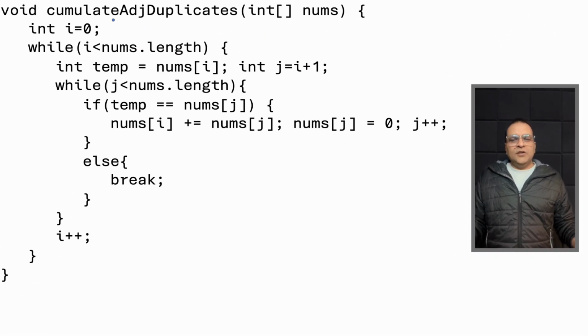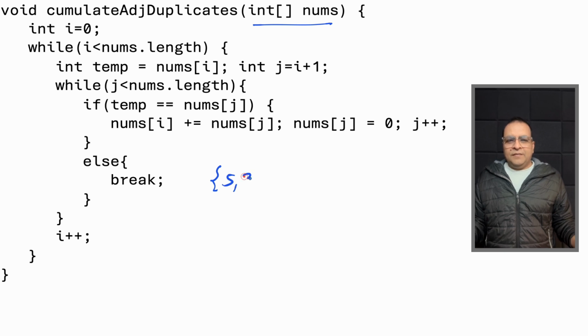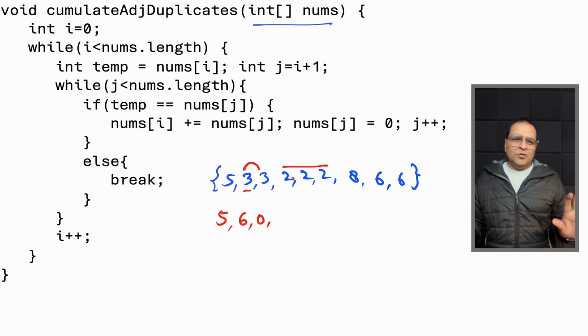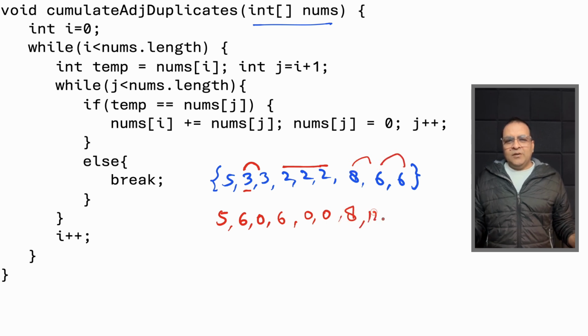Consider this function, cumulate. Let's assume that the array is 5, 3, 3, 2, 2, 2, 8, 6, 6. What this function is supposed to do is that because 5 is not repeating, 5 will remain here. Then because 3 is repeating, all the repeated values of 3 will be added to the first value. So it will become 3 plus 3, 6, and the rest of the 3's will be 0. Similarly, all of these instances of 2 should be added to the first 2. So it will become 6, 2 plus 2 plus 2, and the rest of the 2 will be 0. Because 8 is not repeating, 8 will come as it is, and because 6 is repeating 2 times, it will be 12 followed by 0.